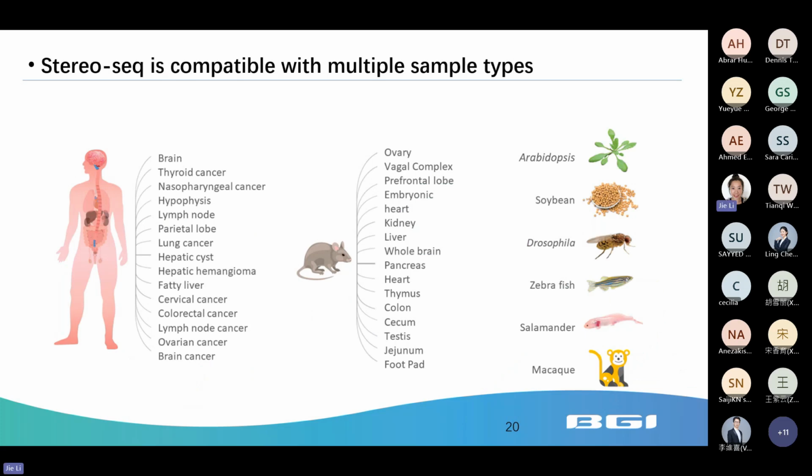And as in our published papers, Stereo-seq is compatible with multiple sample types. For humans, here are listed the sample tissue types that we have successfully tested. Also for the mouse, and other than that, we also have some plants and some insects and specific animals used with our Stereo-seq technologies.